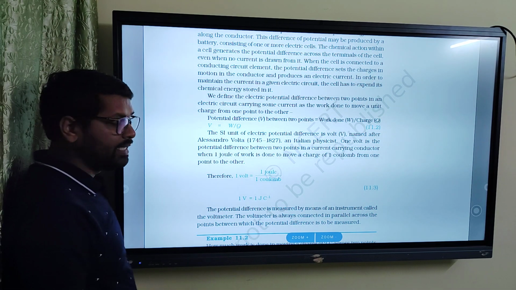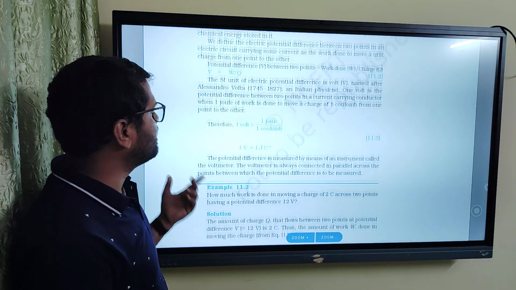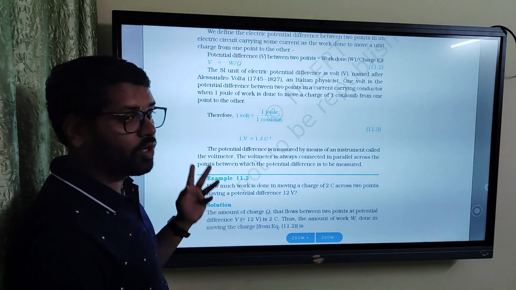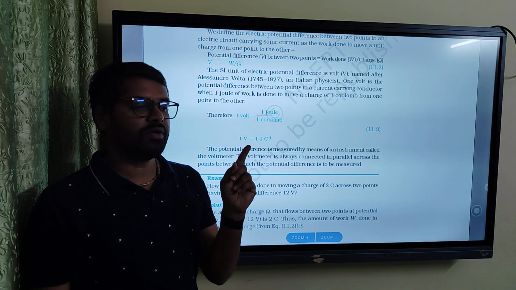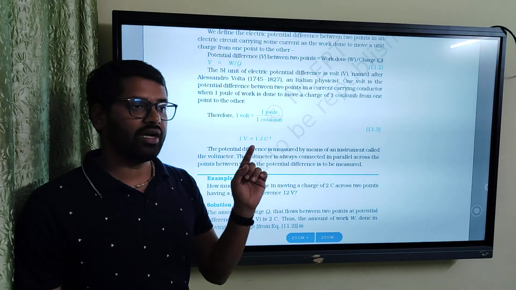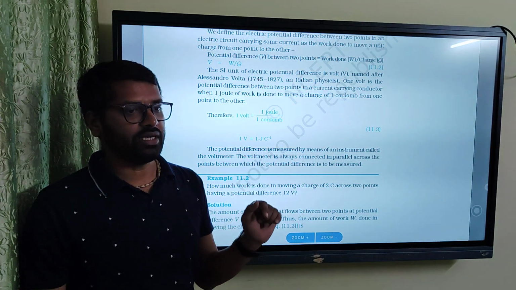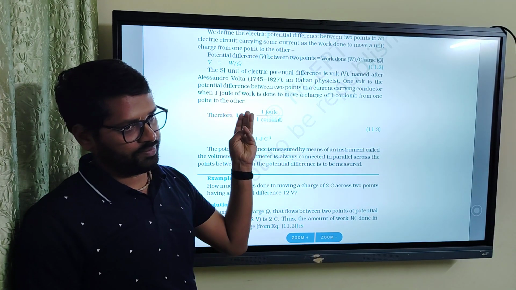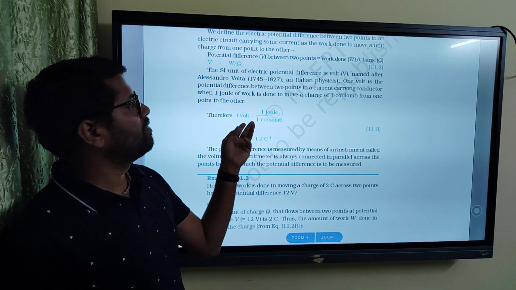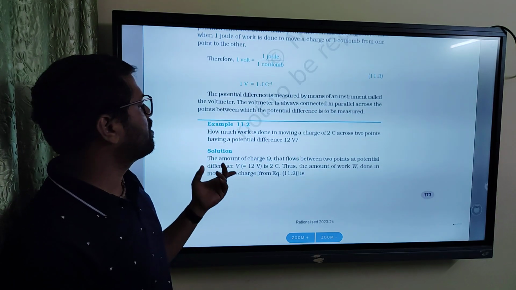Any doubt? So this is about potential difference. From here we got the third formula. First formula, Q equals I t. Second formula, I equals Q by t. Third formula is PD, potential difference, equals work by charge.